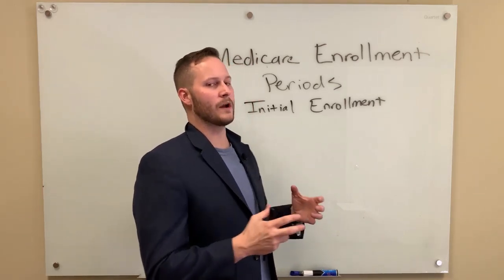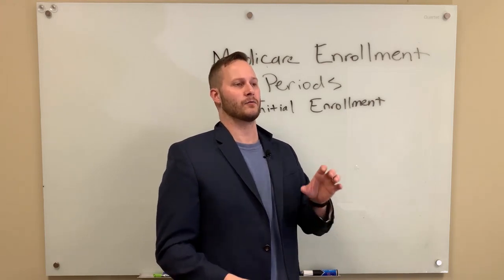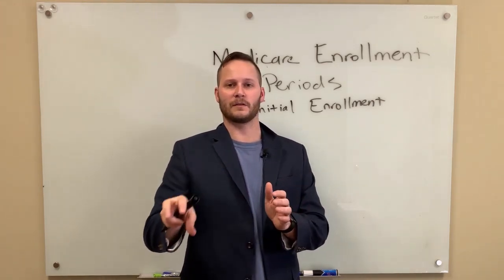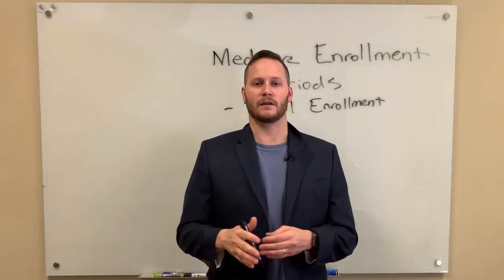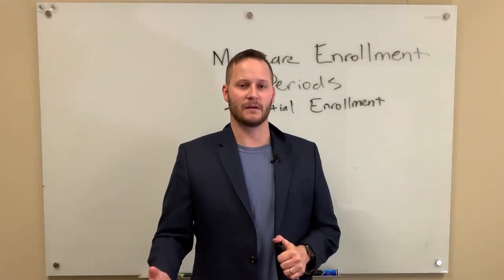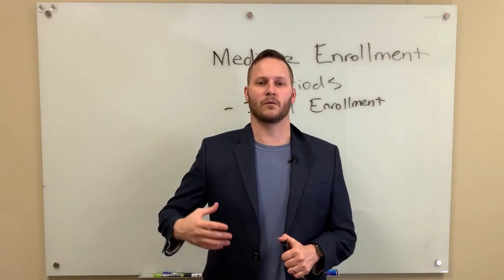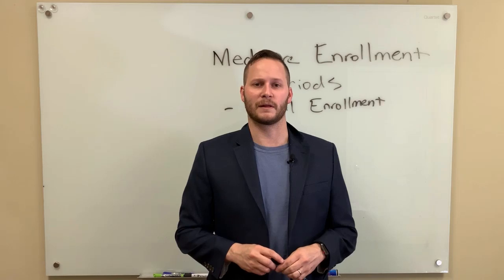But going off of turning 65, if you were turning 65 in July, this would be April, May, June, July, August, September, and October. So anytime in that period, you were able to sign up for Medicare A and B, as well as begin to elect Medicare supplements or Part D prescription drug coverage or Part C Medicare Advantage plans.